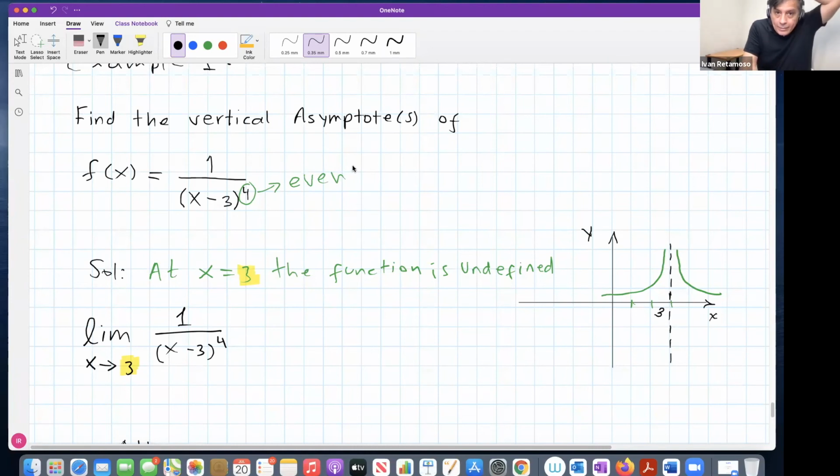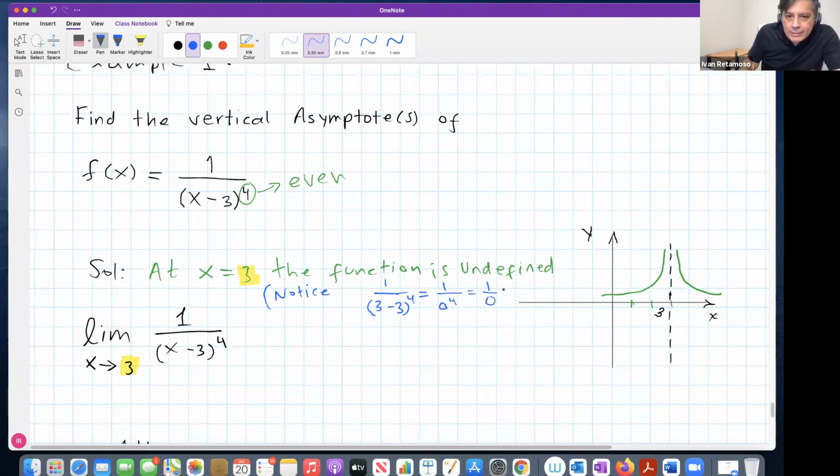Oscar is asking, how do we know that at x equals 3, the function is undefined? Oh, you got it already. Yeah, maybe I can write a note. It's important to notice, between parentheses: if we evaluate at 3, we're going to get ourselves in trouble, because this will be 1 over 3 minus 3, which is 0, 0 to the 4th is 0, so 1 over 0. This is undefined. Yeah, this is another way to see it.